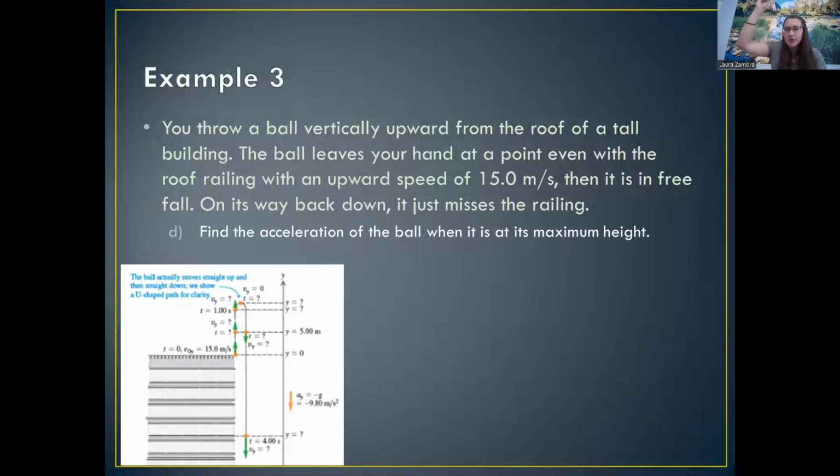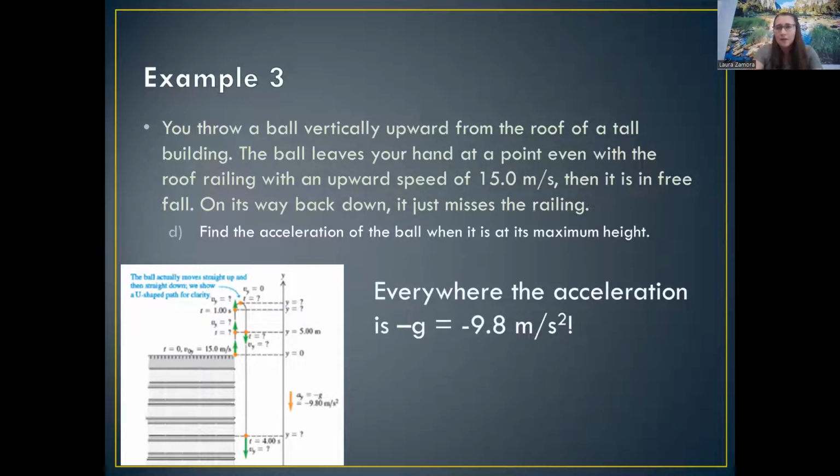So we know that the ball goes up and comes back down again. So even though the velocity of the ball is 0 at the top, the acceleration cannot be 0 in these physical terms that we're talking about. So everywhere in this problem, while it is in free fall, the acceleration is negative 9.8 meters per second squared, right? That acceleration due to gravity everywhere that the ball is in free fall, including at that maximum height. Okay, don't get tripped up by that. Professors like to ask that sort of question.